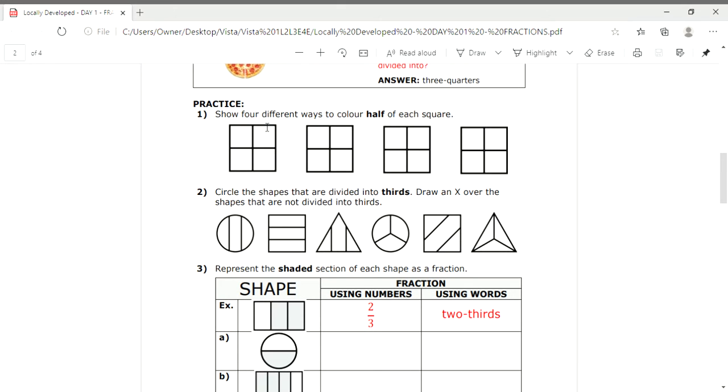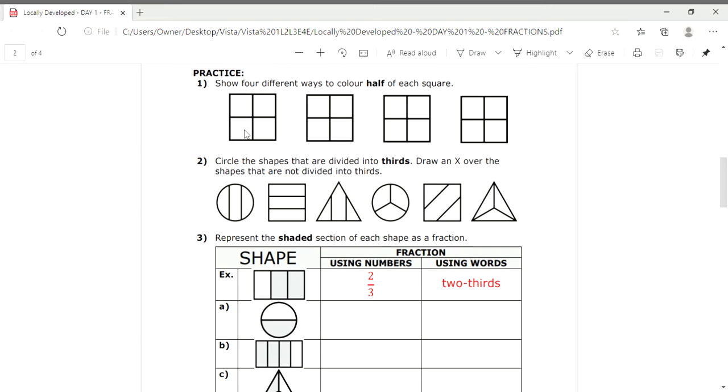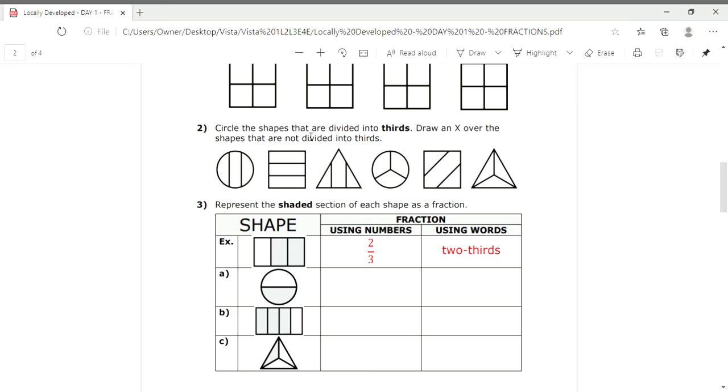Practice. Show 4 different ways to color half of each square. Circle the shapes that are divided into thirds, and put an X over the shapes that are not. Remember, if divided into thirds, that means it has to be divided into 3 equal sized parts. So the 3 parts it's divided up into have to be equal size. So be careful.